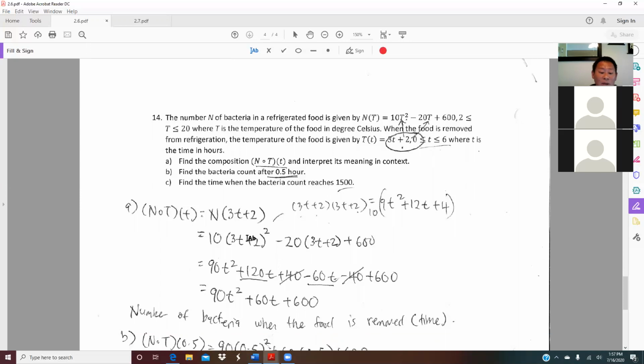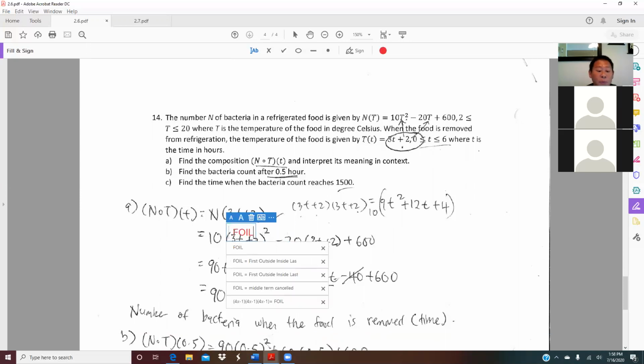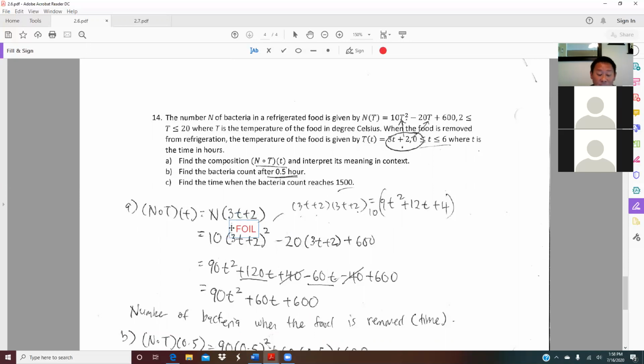What I have to do here is square the 3t + 2 first before you multiply by 10. So when you square it, it's 9t² + 12t + 4. And then you multiply this by 10. So you get 90t² + 120t + 40. And then you distribute the negative 20 here. So you will get −60t − 40 and then plus 600.